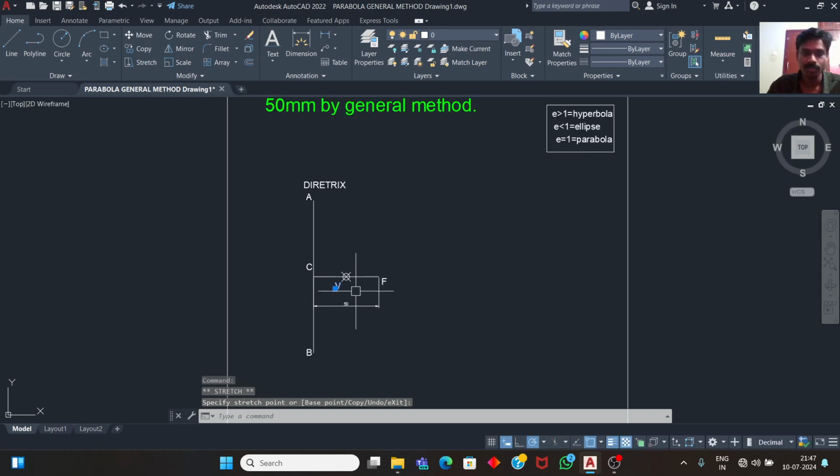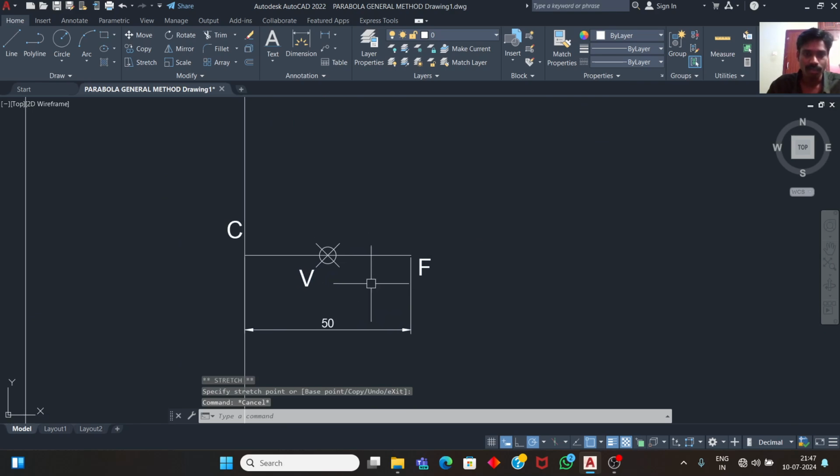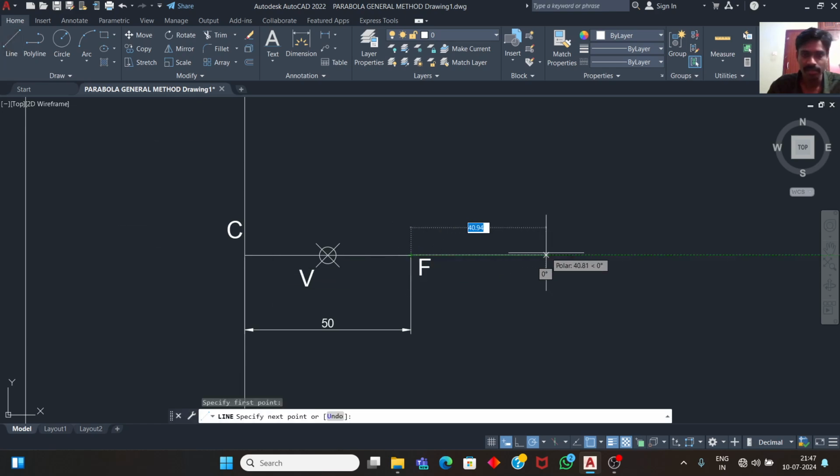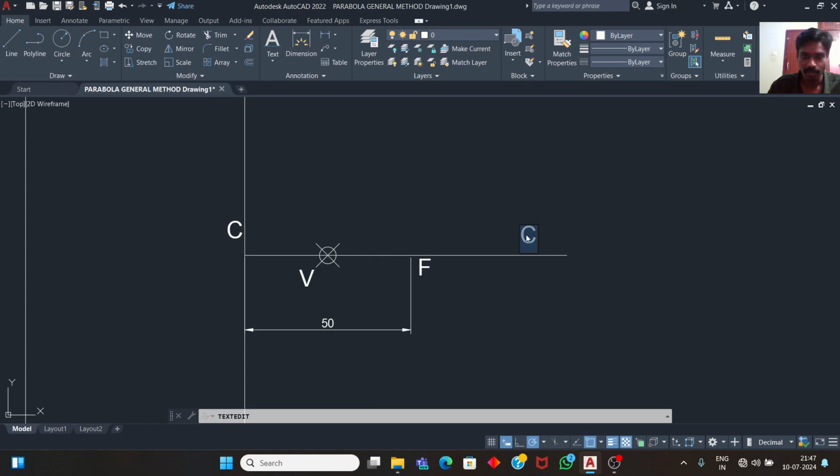Next. So after that, this line we can call the axis line. This line is the axis line.